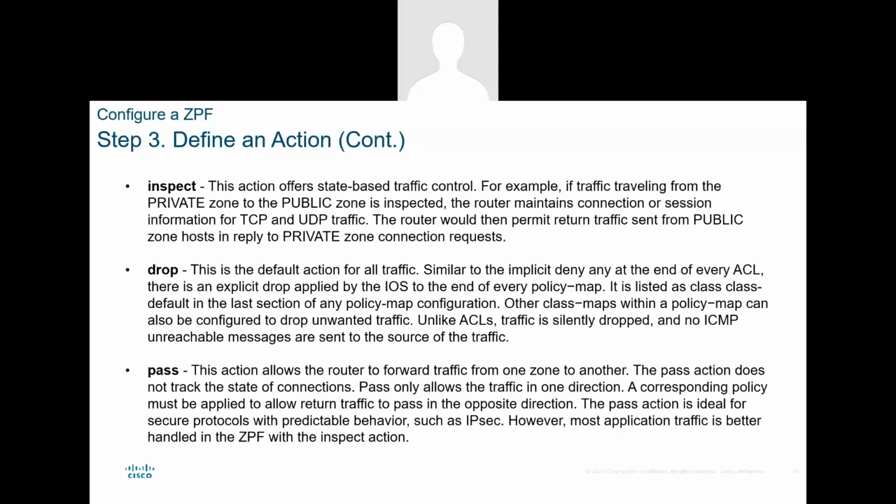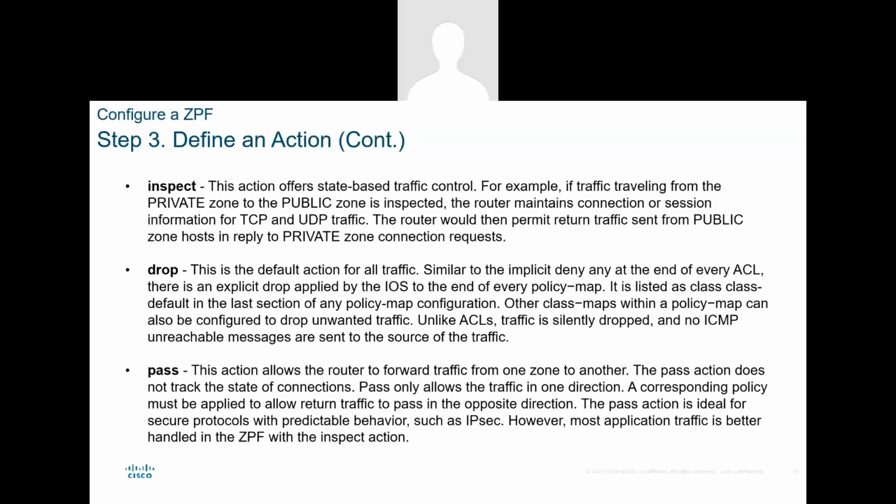Now, in a zone-based policy firewall, the firewall enforces security rules by taking specific actions on traffic passing between the security zones. So this action determines whether the traffic is allowed, blocked, or inspected as it moves through the network. There are three primary actions in a ZPF. So the inspect, we've talked about, it enables a state-based traffic control in ZPF.